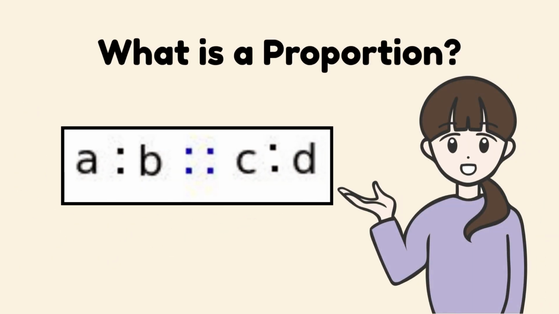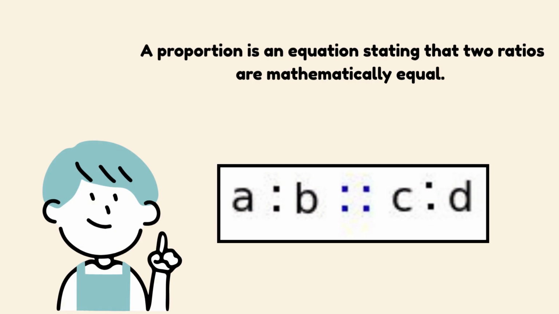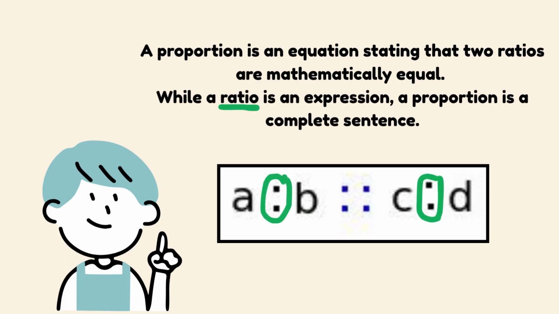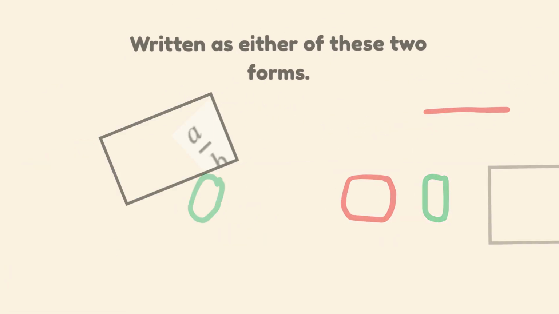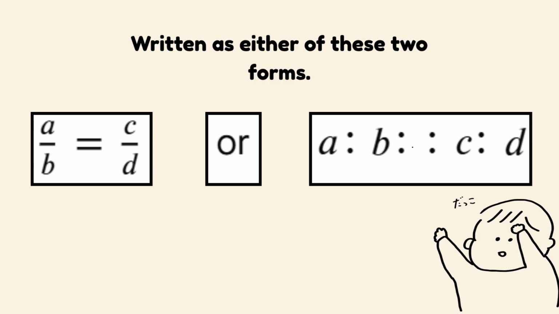Now, what is a proportion? A proportion is an equation stating that two ratios are mathematically equal. While a ratio is an expression, a proportion is a complete sentence. They are written as either of these two forms.